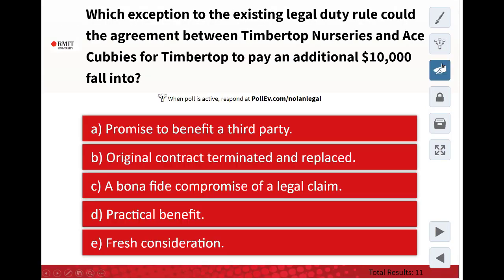The next question we explored is here. Which exception to the legal duty rule could the agreement between Timbertop Nurseries and Ace Cubbies for Timbertop to pay an extra $10,000 fall into? Now, this language is really important. Which exception to the legal duty rule? So, as I was saying before, I don't believe that there is legally sufficient consideration. And the reason for this is that whilst we might find that there is consideration, if we go through that timeline that I had before, actually, why don't I bring that up?